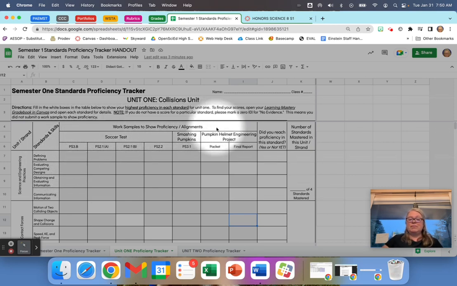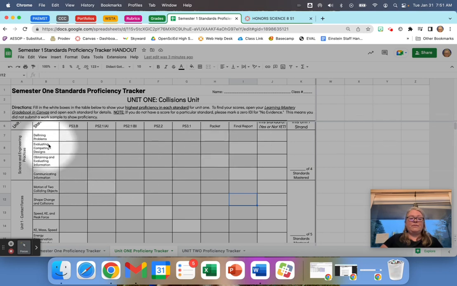Here we have the work samples that would show your proficiency level. They're also called alignments in Canvas. Specifically, some of their final assessments related to these standards were the soccer test, the Smashing Pumpkins quiz, and then the pumpkin helmet engineering project. As you scroll down, you will see that for each standard, if you move your way across, there is a white box. This white box is going to be the box that you fill in as you complete this chart.